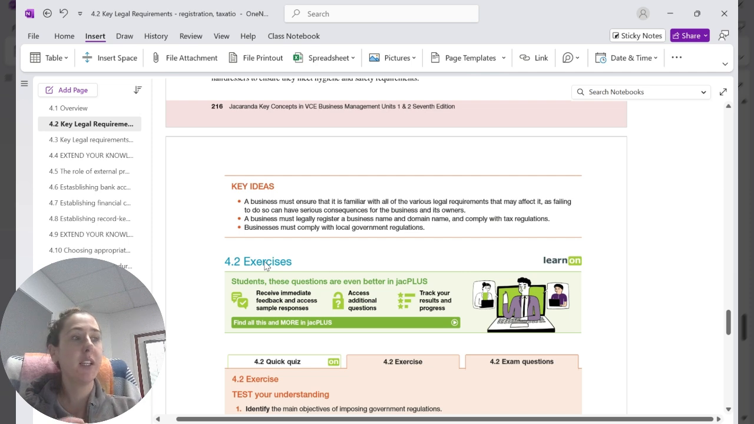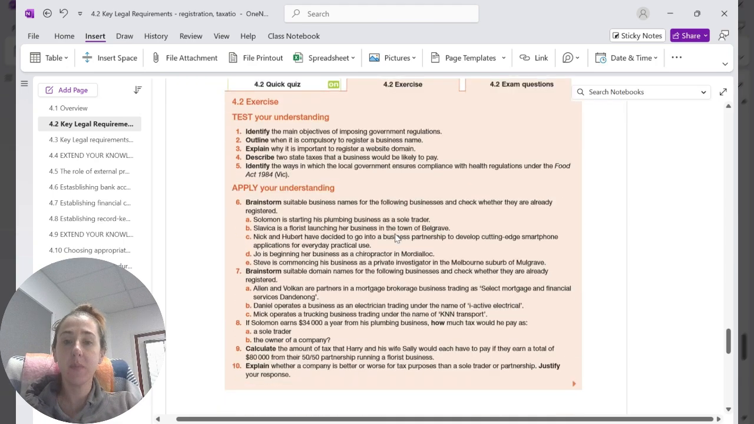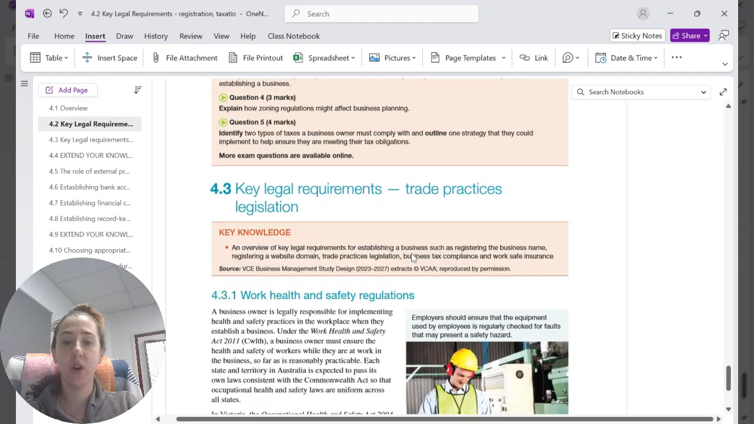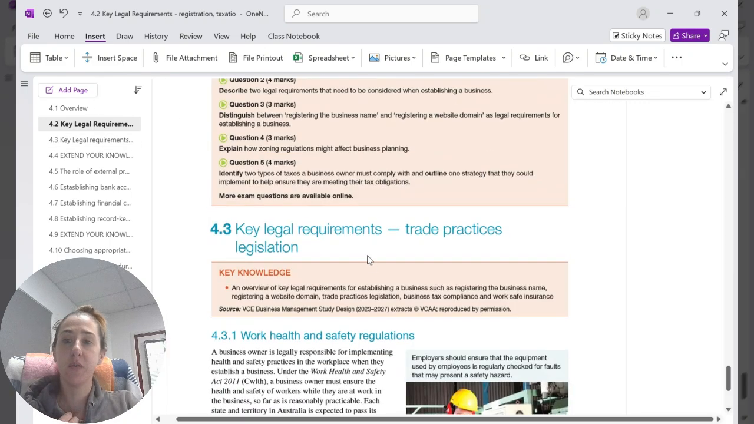I want you to really focus, when you're completing these questions, on understanding the broad brushstroke definition of these and then how it would apply specifically to a business. All right, you've got your questions to go on with, and then we'll have a look at 4.3.